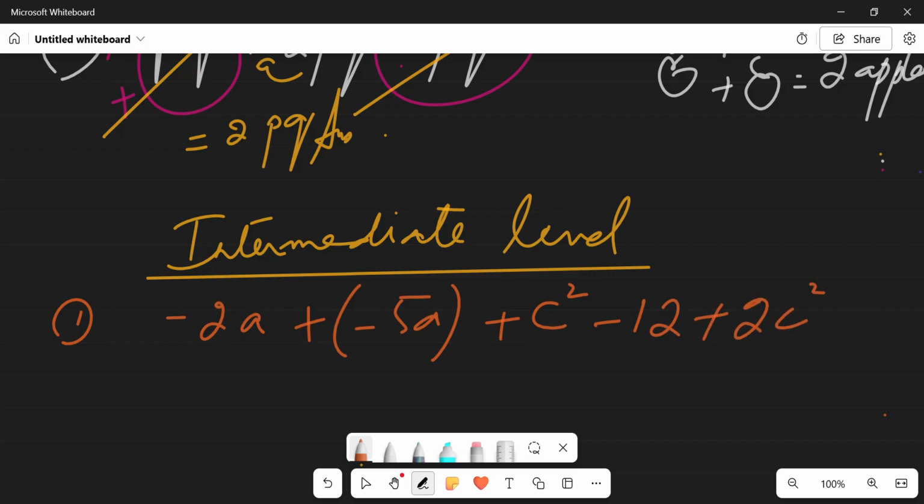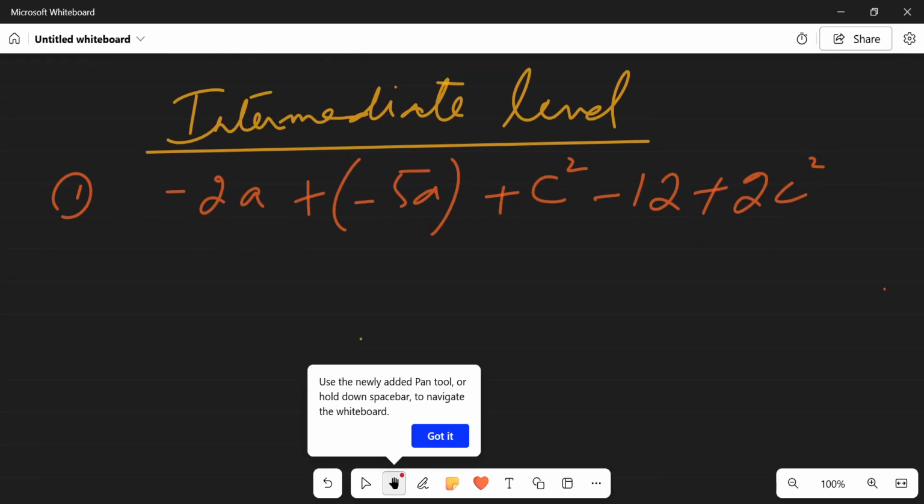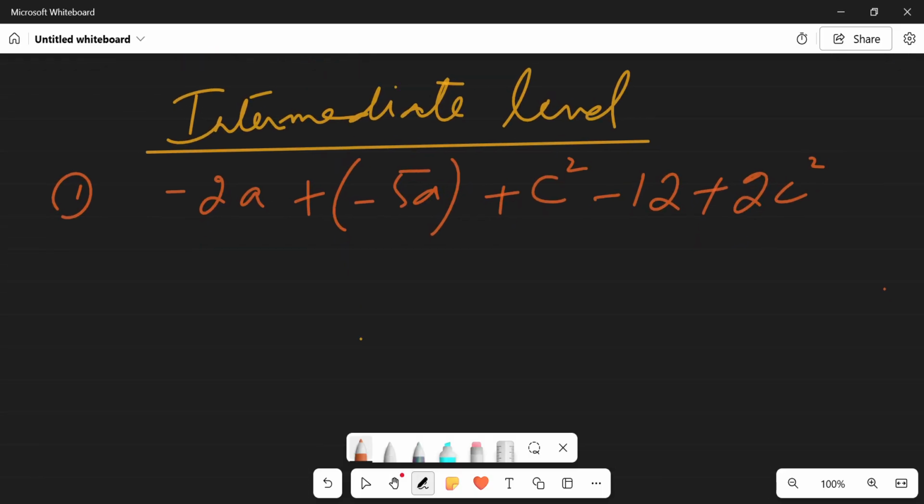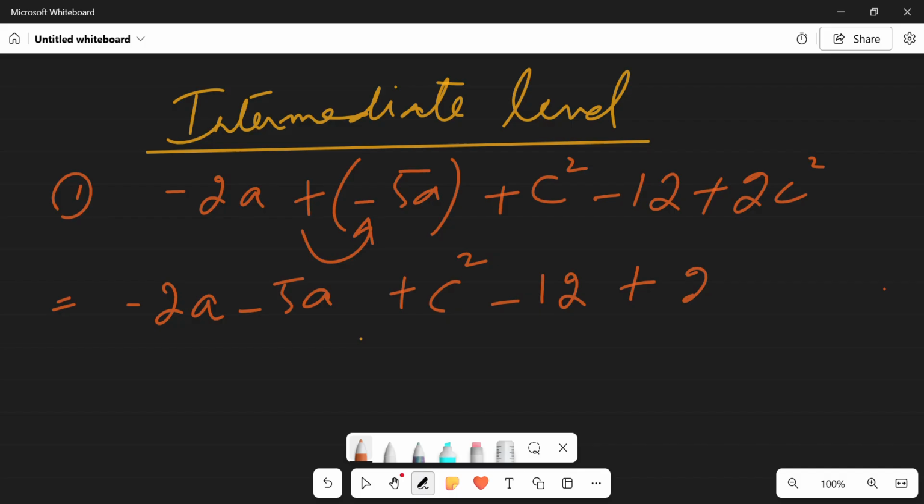See, there's a big question here, right? So how do you solve this question, students? Step number one, keep this in your mind. BODMAS means bracket first. Can you see here, the bracket, double sign, change the sign, right? So here minus 2a plus minus 5a plus c squared minus 12 plus 2c squared.